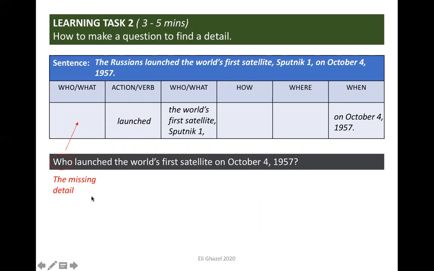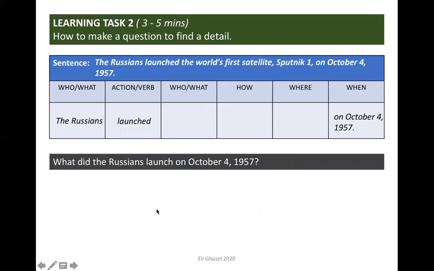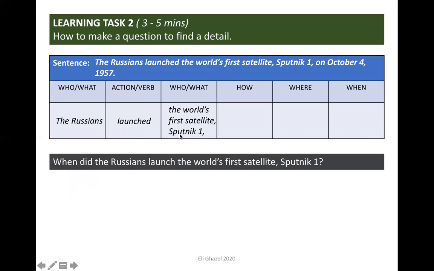And then we do the visible thinking. So the who is asking about the missing detail. Now, here, the Russians launched on October 4, 1957. There is a detail missing. Which detail? All right. So the detail that is missing is what? The Russians launched what? They didn't launch a who. They launched a thing, Sputnik 1, right? And that is the detail that is missing, and we add it.